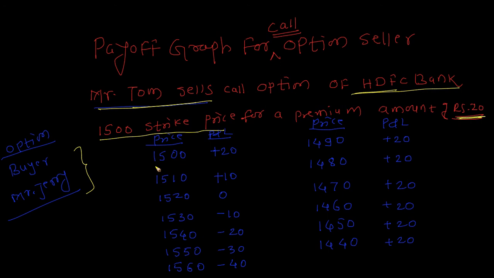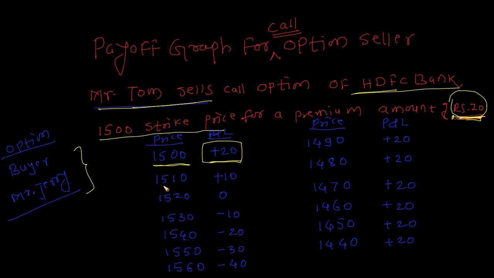So let's say when the price is at 1500, what is Mr. Tom going to earn? Mr. Tom is going to earn rupees 20 as premium. Why? Because Mr. Tom has sold this call option, or this coupon, for rupees 20 to Mr. Jerry. Mr. Jerry will use this coupon only when the HDFC Bank price rises above 1500. He will say, in the market I'm getting HDFC Bank for 1500, and the coupon which I have got is also for 1500 strike price. So this coupon will be of no use to Mr. Jerry, and he will not exercise it. In this case, Mr. Tom is going to get rupees 20 as profit.